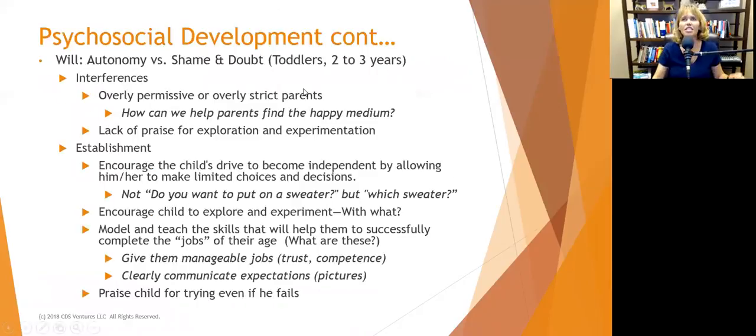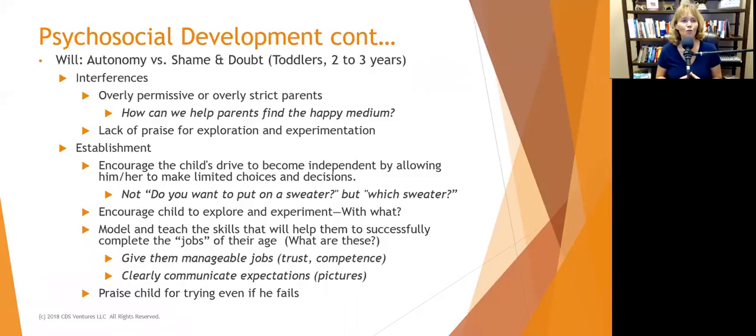Then we move on to toddlerhood. When parents are overly permissive or overly strict, it keeps the toddler from developing a sense of autonomy. At this age, they're starting to dress themselves, or at least try. They're toilet training. They're doing all that kind of stuff where they're starting to try to develop a sense of agency over their own body. So we want to try to encourage that.